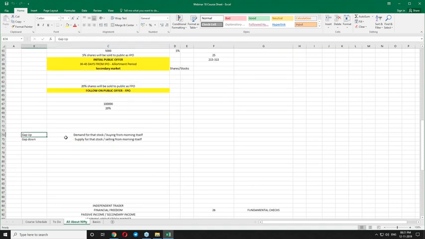So a small view: a gap up in a stock means there is a demand for that stock from the morning pre-market itself. What is pre-market, post-market, we will see. Same way, if there is a gap down in the stock, there is supply, many members are selling from morning itself. So this is the general view on gap up and gap down.